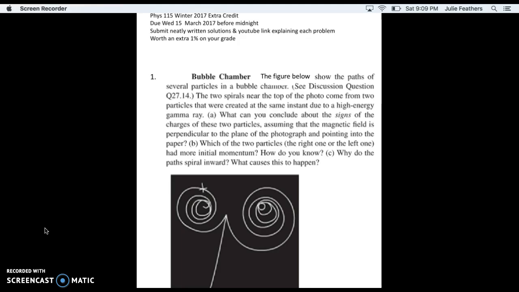And we're assuming that the magnetic field is perpendicular to the plane of the photograph and pointing into the paper. And which of the two particles, the right one or the left one, has more initial momentum? How do I know? And why did the path spiral inward? So we're assuming the magnetic field is perpendicular to the photograph.